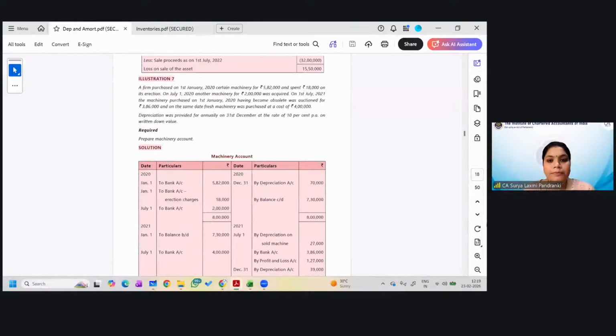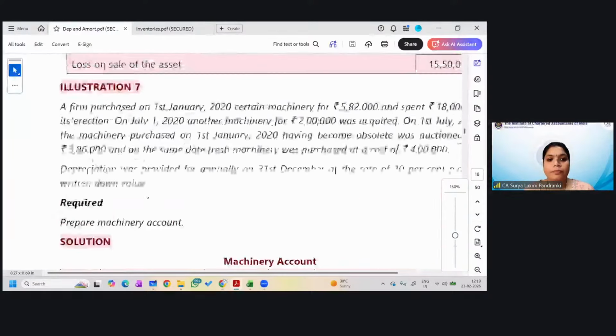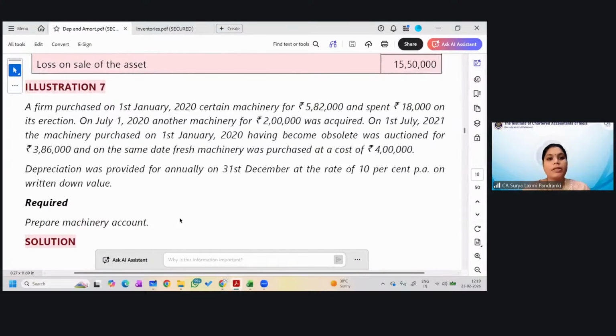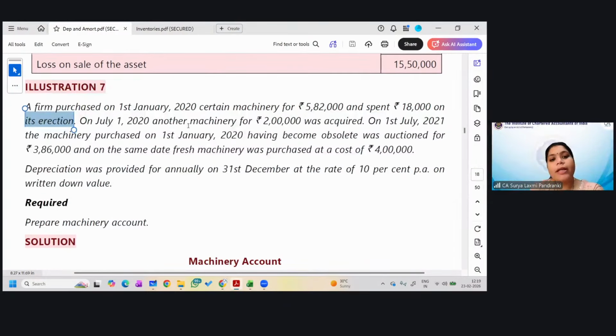Now let us do this problem. Illustration 7. Yes, look at this illustration 7. A firm purchased certain machinery on 1st January 2020 for 5,82,000 and spent 18,000 on its erection, almost like the installation only. And on July 1st, 2020, another machine was purchased for 2 lakhs. Another machine was acquired, which is almost like a purchase, on 1st July 2020.